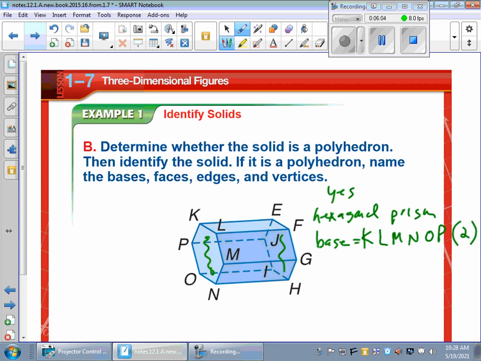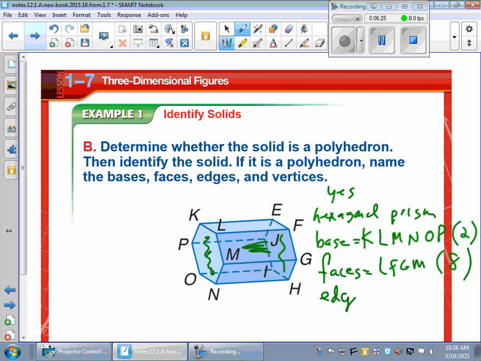Next thing we want to do is faces. Same concept here, and you could name LFGM. That is a face, and how many total are there? There are a total of 8. And again, there are 6 of these, and then the 2 at the end.